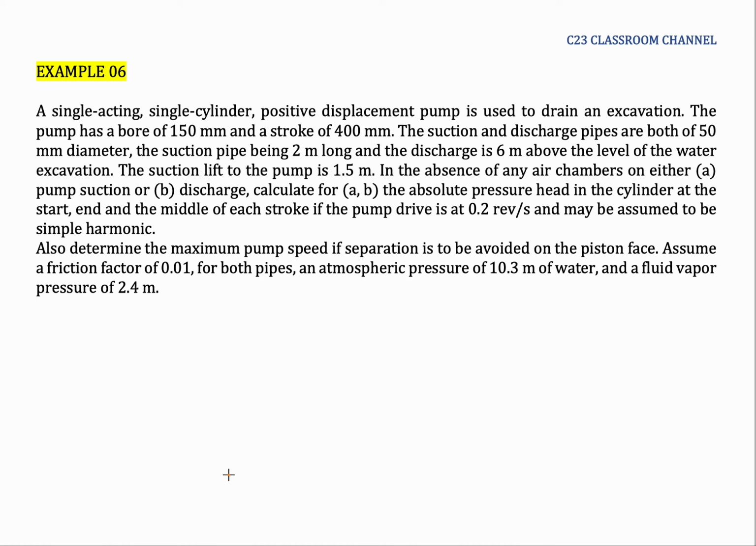In the absence of any chambers on either A, pump suction or B, discharge, calculate for A and B the absolute pressure head in the cylinder at the start and at the middle of each stroke if the pump drive is at 0.2 revolution per second and may be assumed to be simple harmonic. Also determine the maximum pump speed if separation is to be avoided on the piston face.